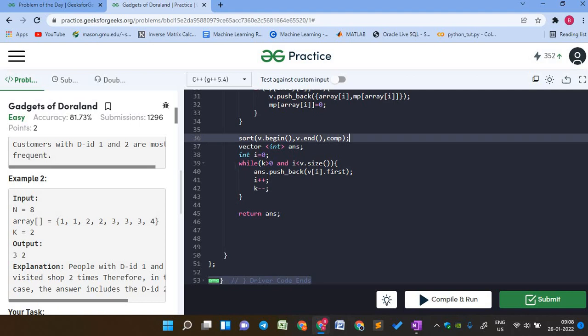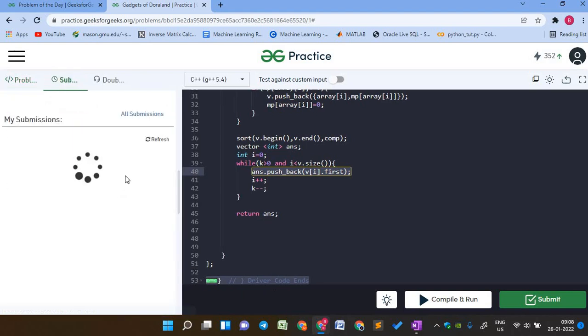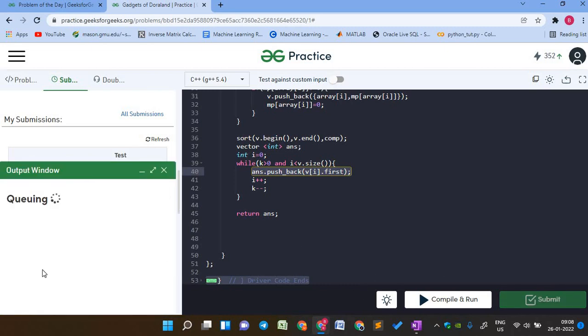After doing that, we check whether k is greater than 0 and i is less than v.size. If so, we push back that element into our answer vector, decrement k, increment i, and then return the answer. Actually, I have already done this question. You can see my submission over there. It's correct.